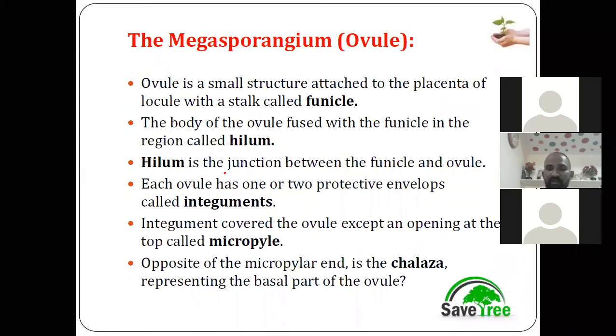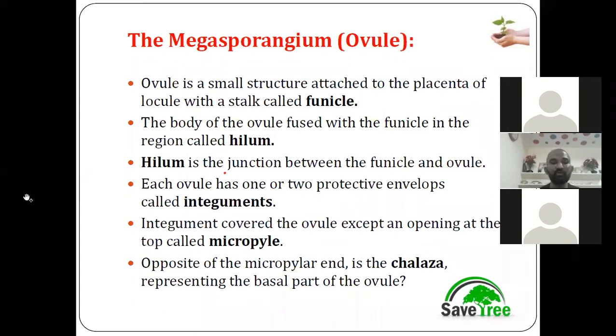Each ovule is covered with two protective layers, which are called integuments. If it is covered with two protective layers, they are called bitegmic ovules. Bi means two, and tegmen means protective layers. Some ovules have only a single protective layer, which are called unitegmic ovules.